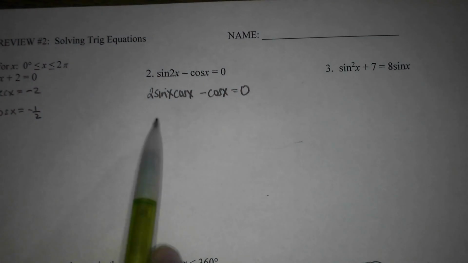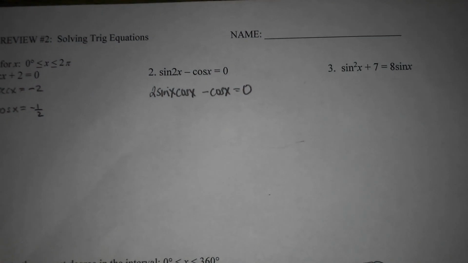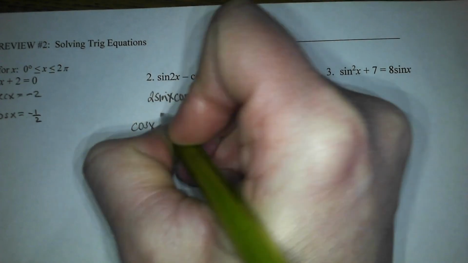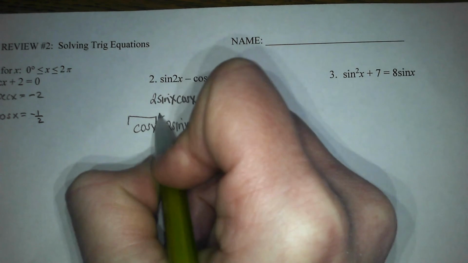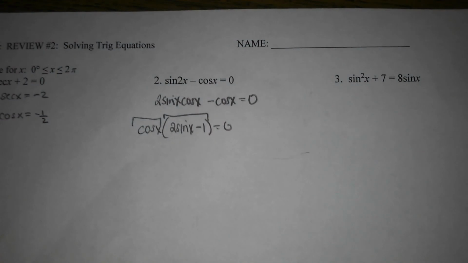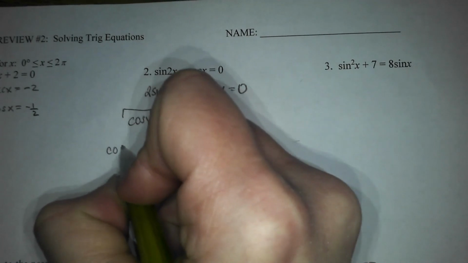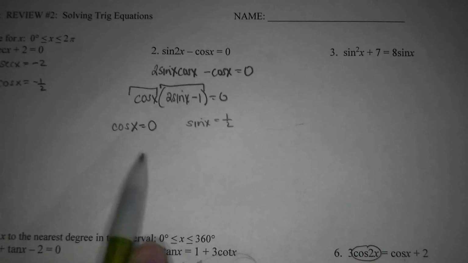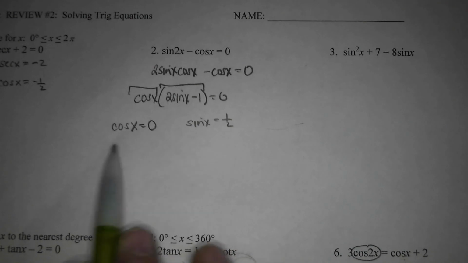And then what method would you use to complete this? Quadratic formula? No. GCF. Yeah. So you take out a cosine x. You're left with 2 sine x minus 1. And then you'll tee this up and you'll tee that up. So you'll get cosine x equals 0, and sine x equals a half. And these are like side by side. I treat these two differently.